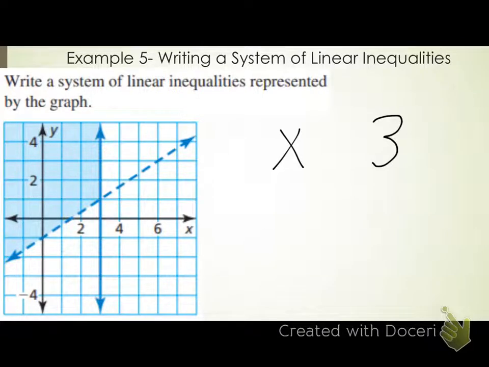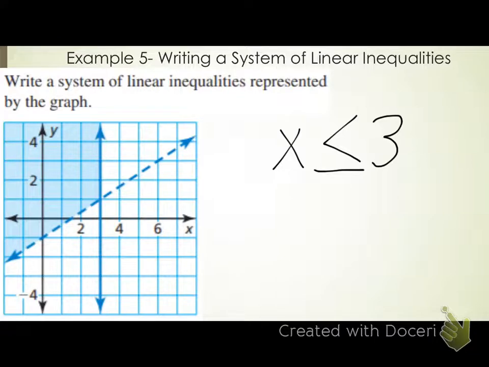Line or no line underneath my symbol? Line, because it's solid. Now I don't have an above and below my line, but I have a left and right, correct? So it's shading to the left. So numbers to the left of 3, would that be less than or greater than 3? Less than. There's my first inequality. We okay with that one?